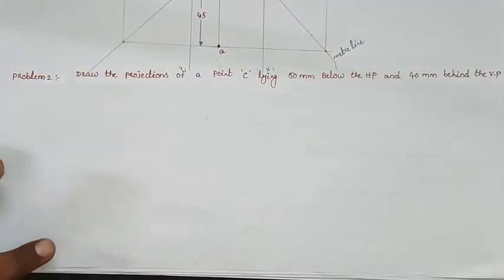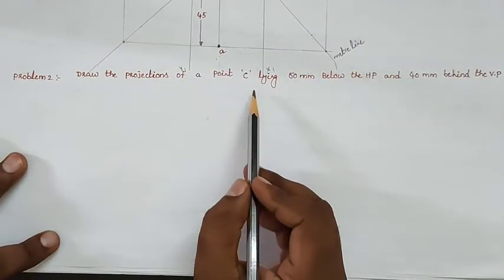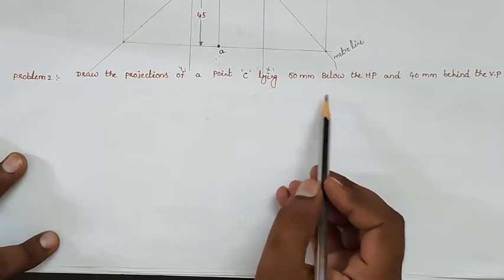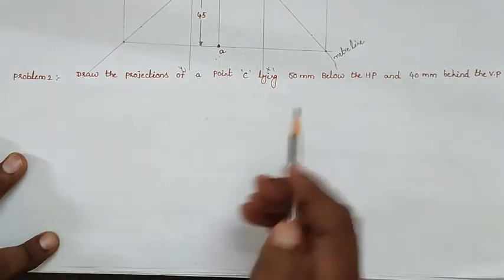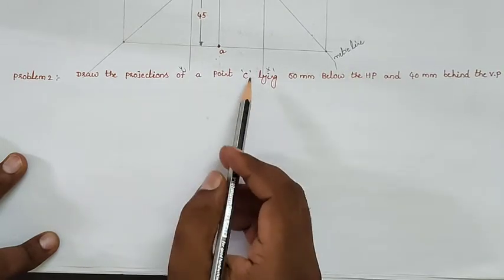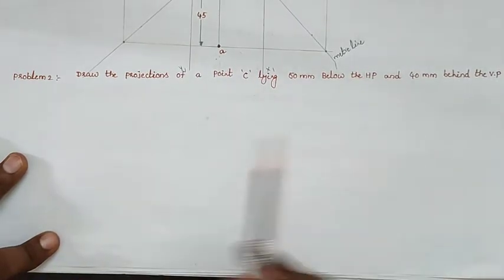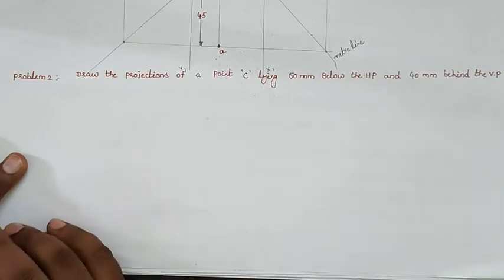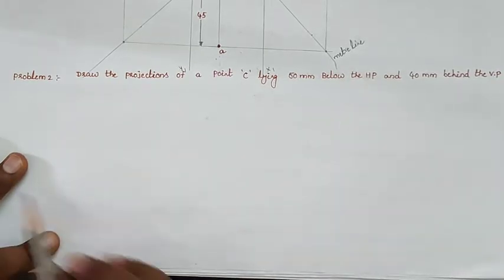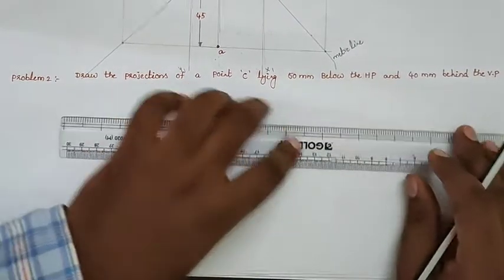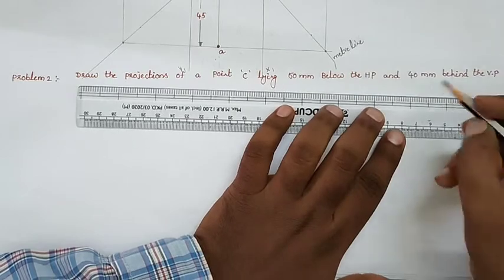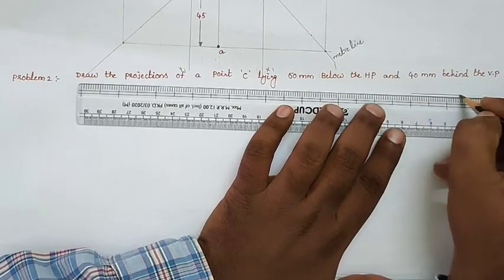So coming to the second one, draw the projections of a point C lying 50 mm below the HP and 40 mm behind the VP. So we can observe which quadrant the object, point C, is in. Below HP and behind the VP, we will observe the third quadrant. So the object C is in the third quadrant. So I am drawing the rough diagram. One or two problems I am representing in rough diagram, after that I am directly following.